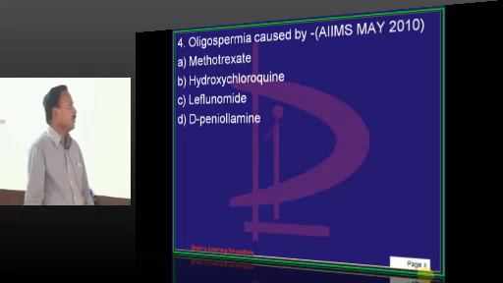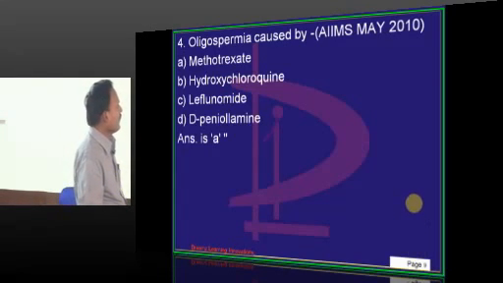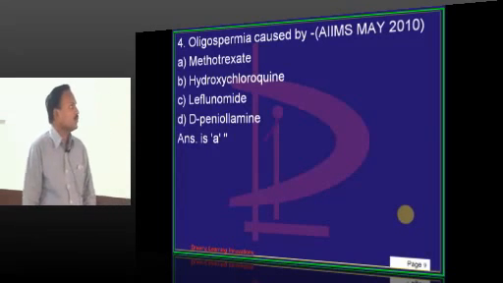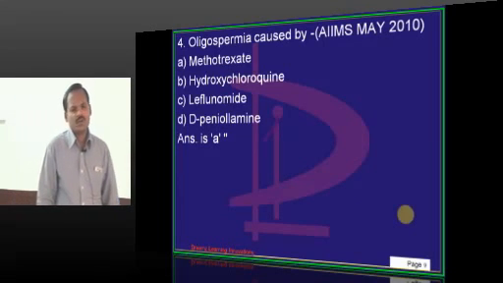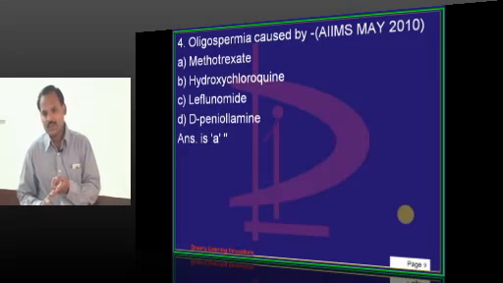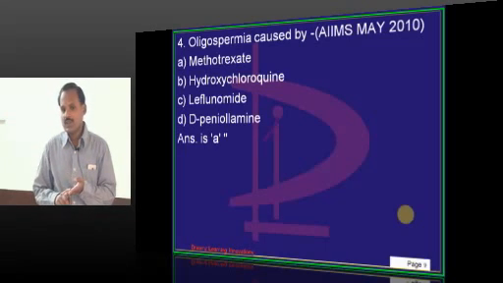So, if at all you have to choose from methotrexate, hydroxychloroquine, leflunomide, D-penicillamine, the answer you should choose is leflunomide. Here it is written as methotrexate. Oligozoospermia with methotrexate is not very common. Methotrexate adverse effects are bone marrow depression, pulmonary fibrosis, hepatotoxicity, and mucositis. Leflunomide can cause infertility.